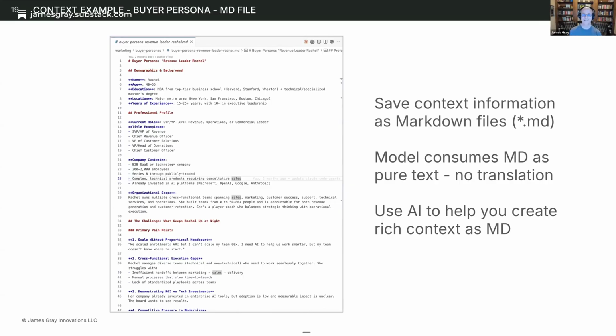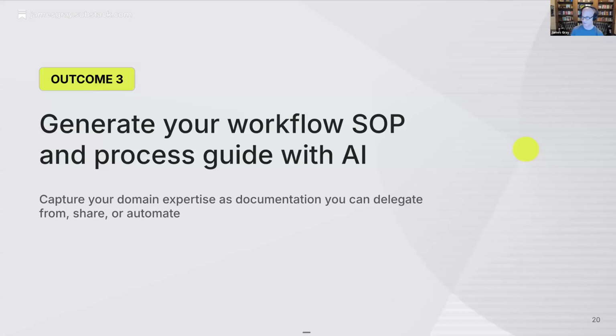My recommendation: save these things as markdown files. Why? Because markdown is just text. There's no translation. The model is going to see exactly what you have in the markdown file. Again, you don't have to create these from scratch. Just ask your AI to do that.